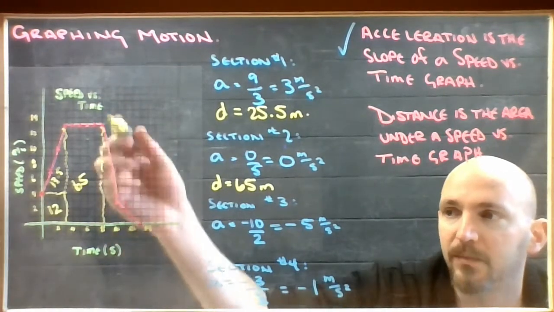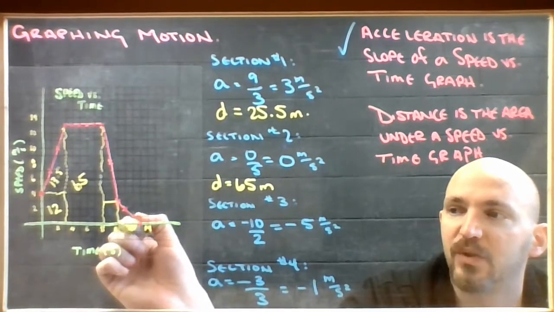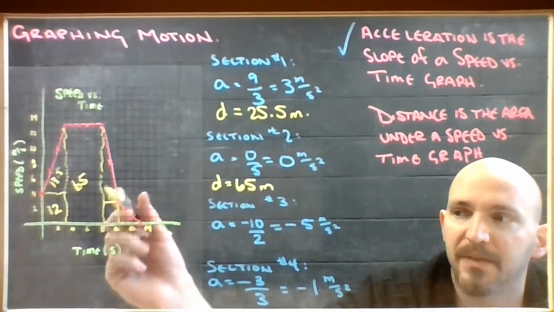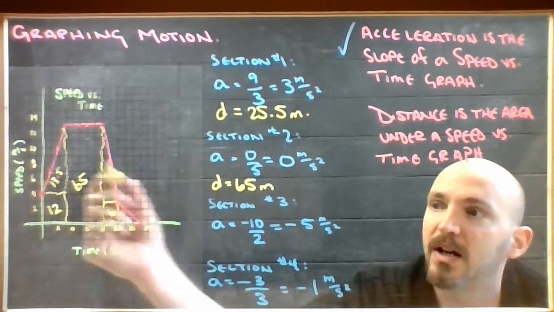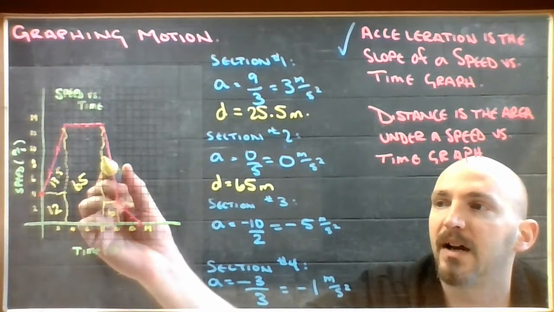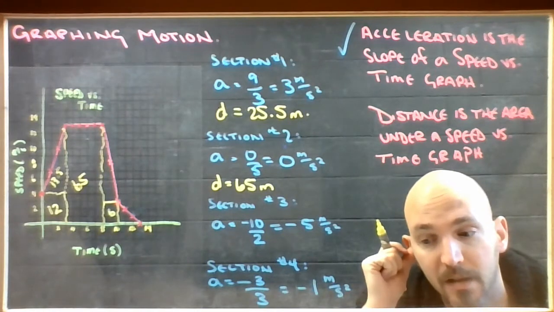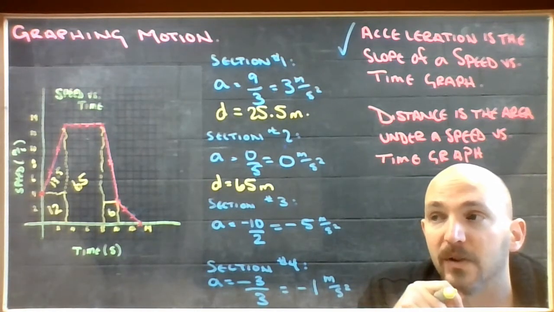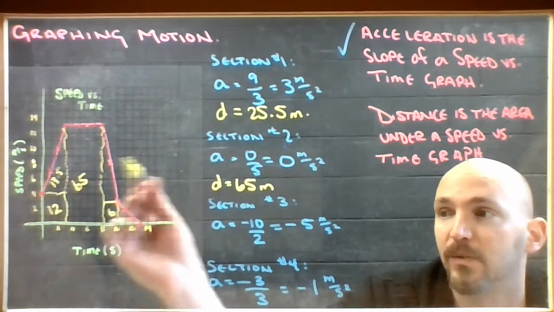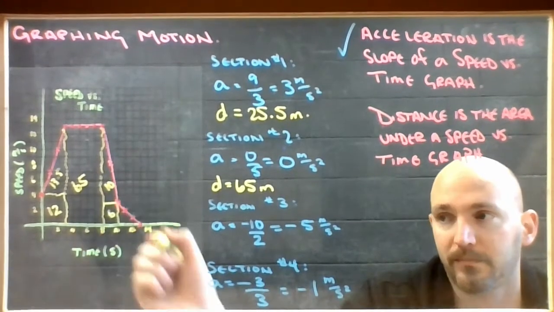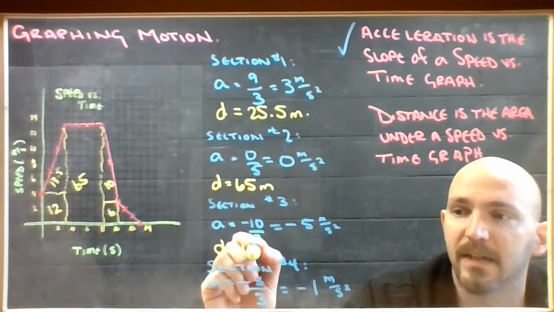In section 3, with this rapid deceleration, I have a rectangle down here that's 2 by 3. So 2 by 3 is 6 squares. Then I have this triangle here that is 1, 2, 3, 4, 5, 6, 7, 8, 9, 10 squares high, 2 squares wide. The formula for the area of a triangle is half base times height. So 2 times 10 would be 20. Half of that is only 10. So 10 and 6 would be 16 meters in this section.